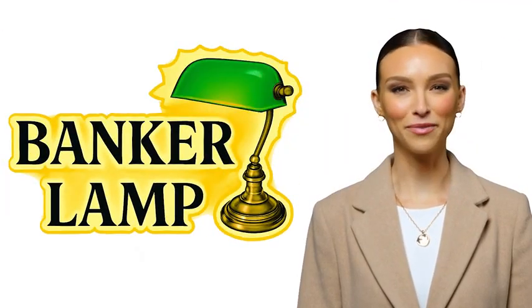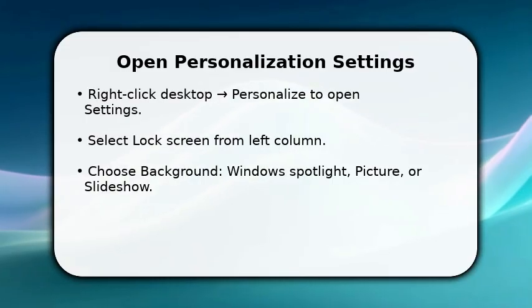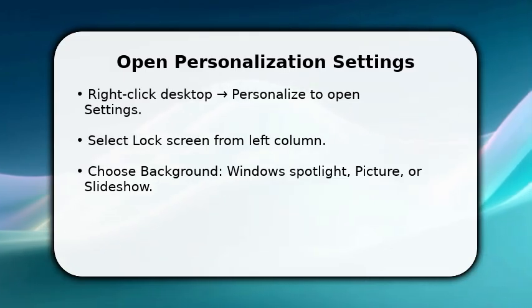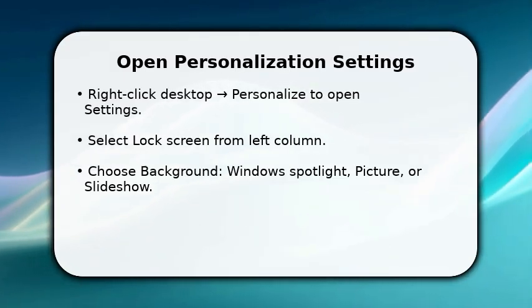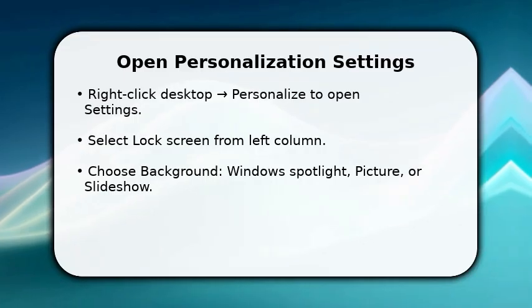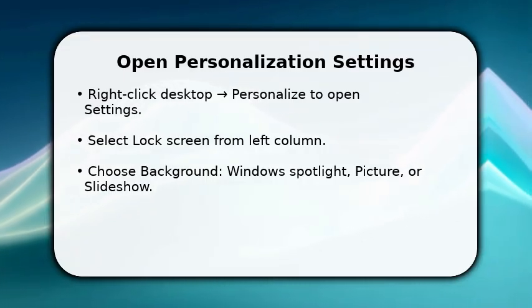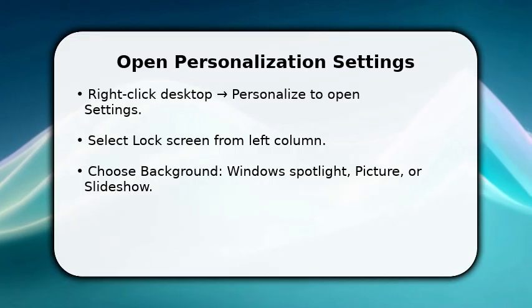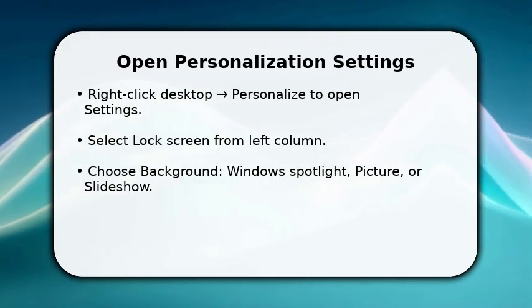Please enjoy the video. You start by opening Personalization because that centralizes lock screen options. Right-click the desktop and choose Personalize to jump straight in. Once Settings opens, click Lock Screen in the left column to reveal background choices.